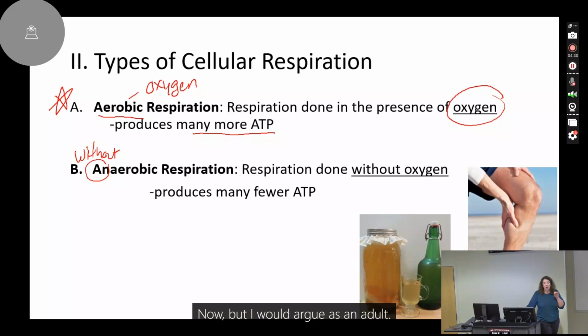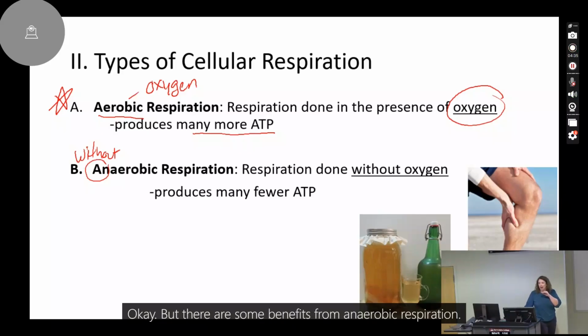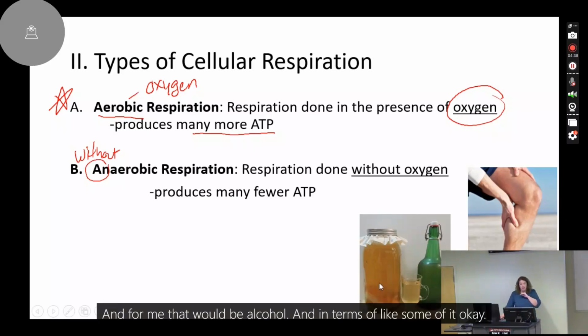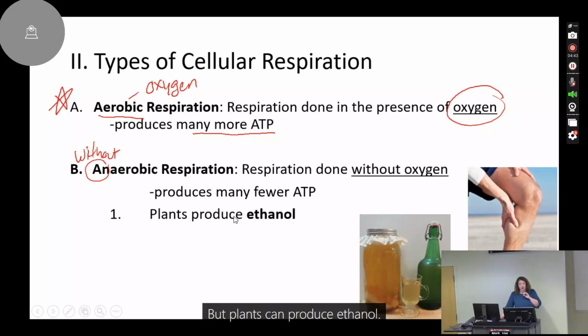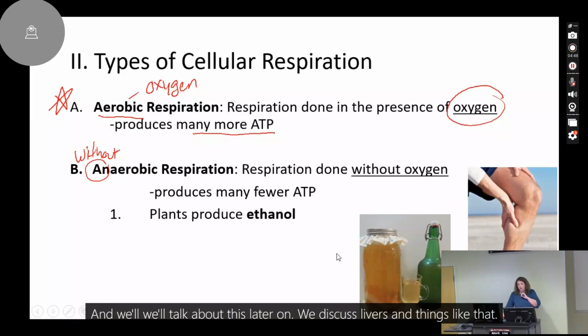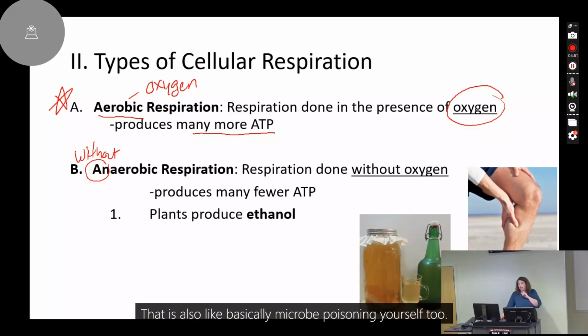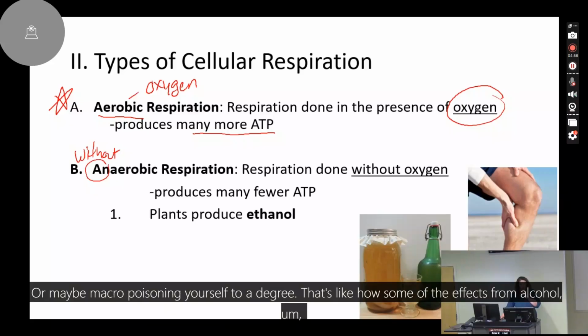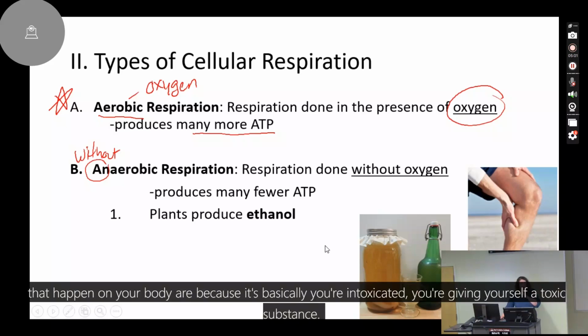Now, I would argue as an adult that there are some benefits from anaerobic respiration. And for me, that would be alcohol. Plants can produce ethanol, and we'll talk about this later on when we discuss livers and things like that. That is also basically micro poisoning yourself, or maybe macro poisoning yourself to a degree. That's how some of the effects from alcohol happen on your body, because you're intoxicated. You're giving yourself a toxic substance.